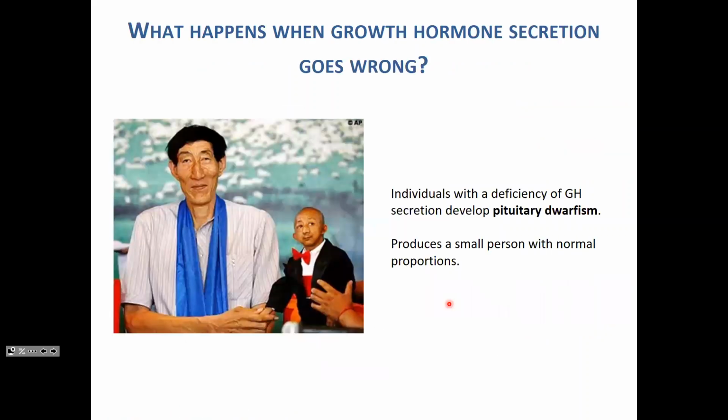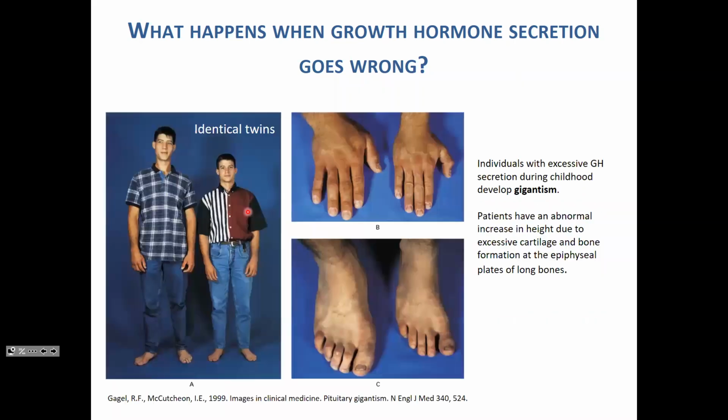So what happens when growth hormone secretion goes wrong? If I have a deficit in growth hormone secretion, I generate something called pituitary dwarfism. These people are small, but the proportions are normal. This is a person with pituitary dwarfism. This person here is someone with gigantism, to give you an idea of the difference in size.